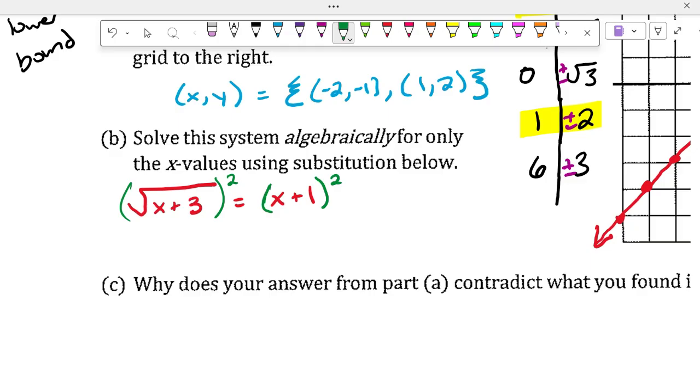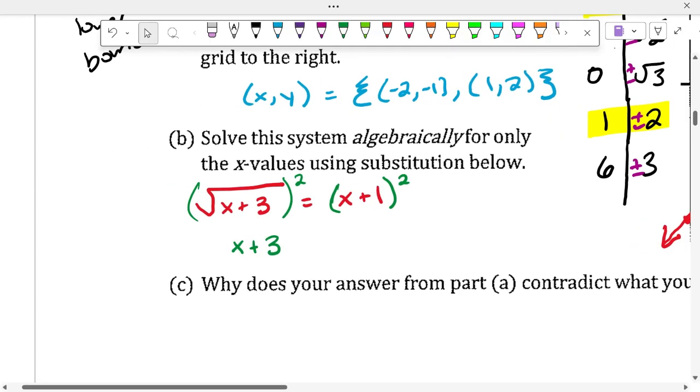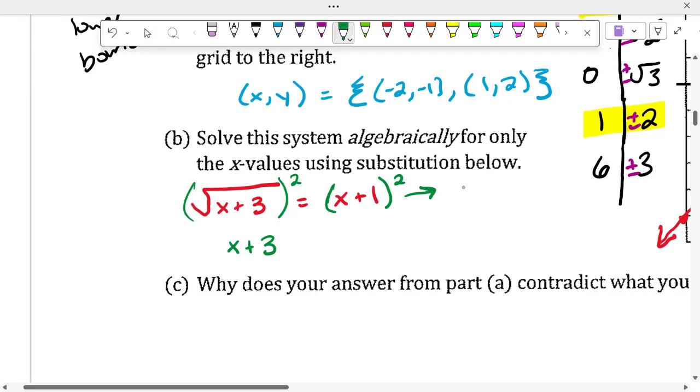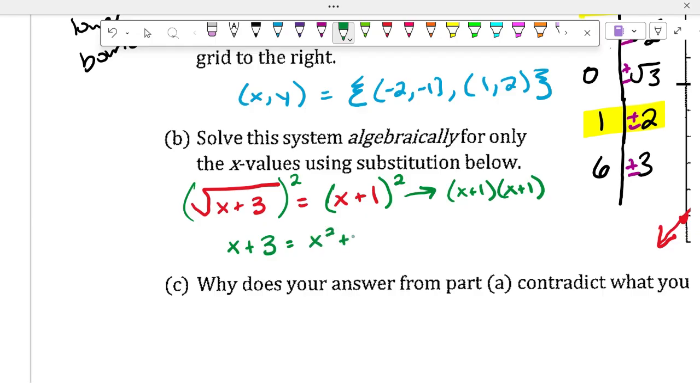What does the right side become? What's x plus 1 squared the same thing as? x plus 1 times x plus 1. So guys, you cannot forget that. You do not just do power rule with that. So if we did a quick box method or FOIL it, we get x squared plus 2x plus 1.